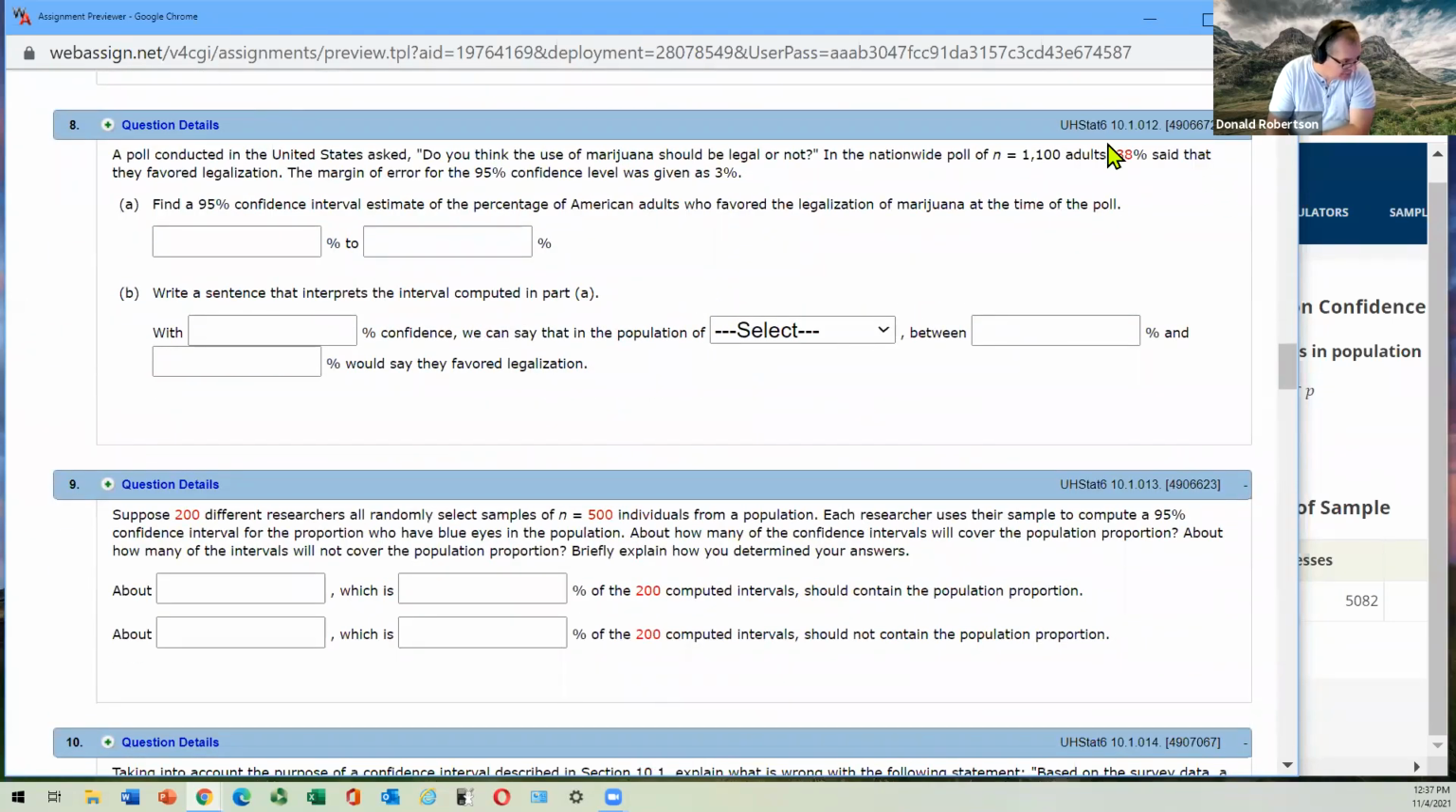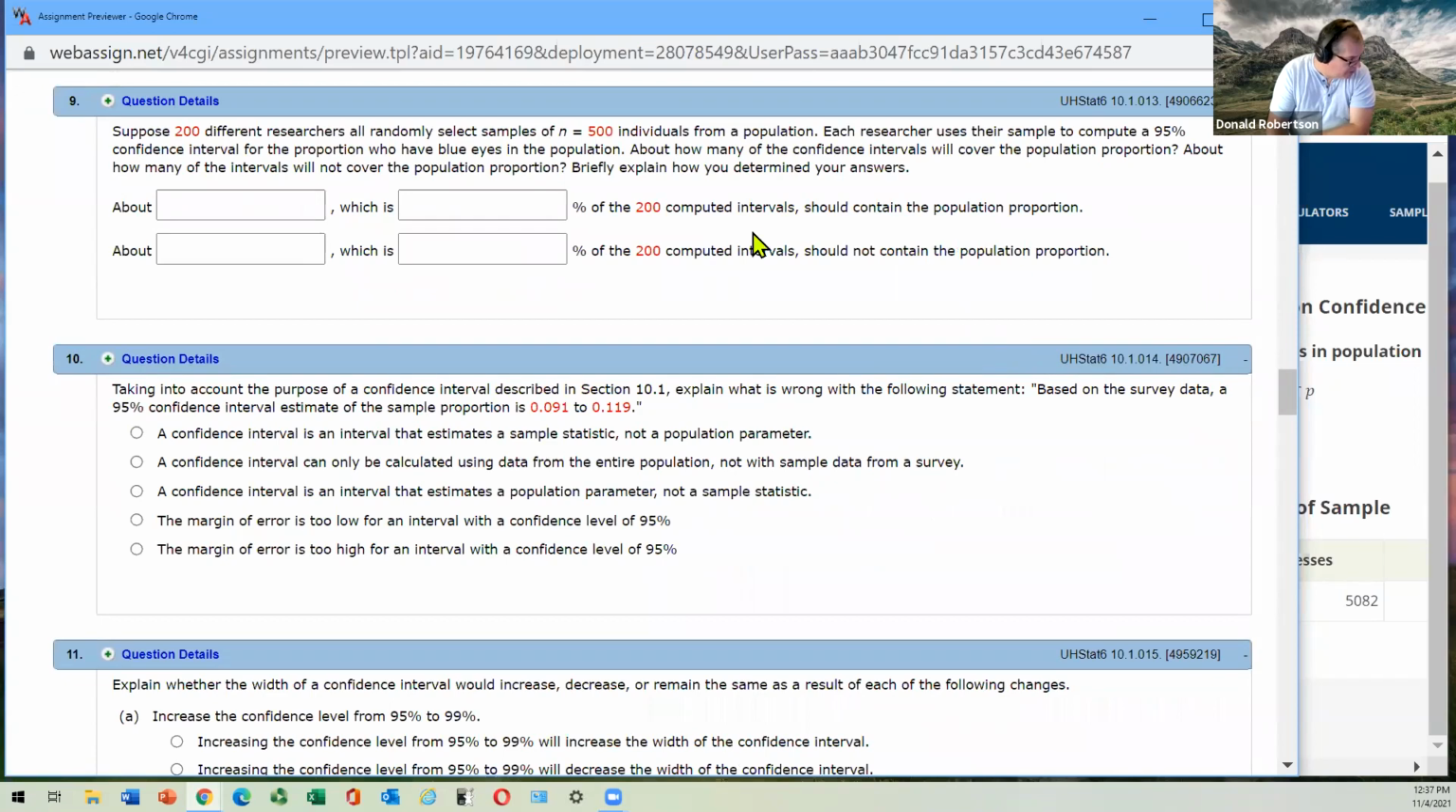Now, question 8 is essentially the same kind of story, so I won't do that one. In question 9, let's read this one. Suppose that 200 different researchers, this isn't one I have got. So imagine you did something 200 times, right? 200 places around the world did the same experiment, and they did it with 500 individuals. And each one of them calculated their 95% confidence interval with the numbers that they had. And the person in the next country did the same, and the next did the same. So you're doing this 200 times.